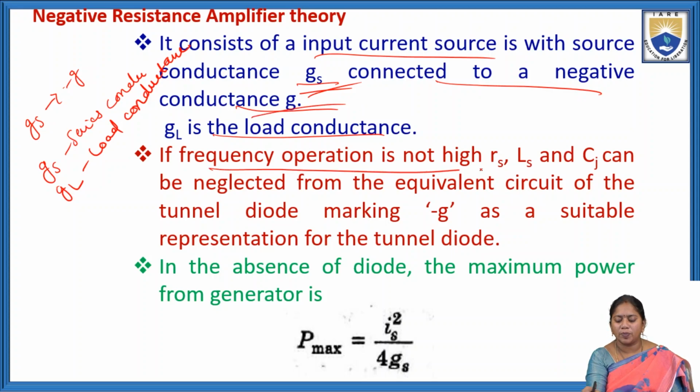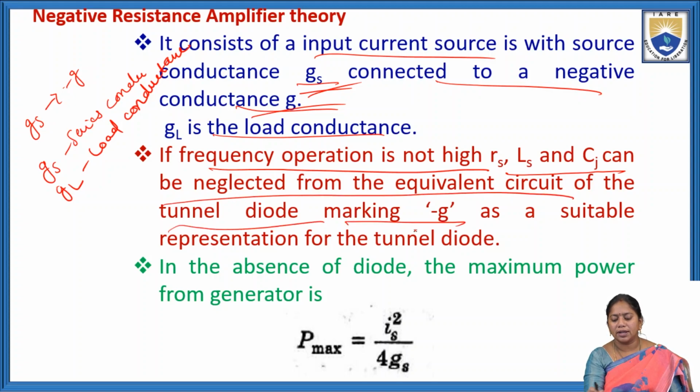If the frequency of operation is not high, RS, the series resistance, LS and CJ can be neglected from the equivalent circuit of the tunnel diode, making minus G a suitable representation for the tunnel diode.